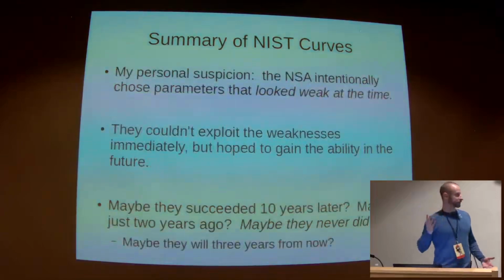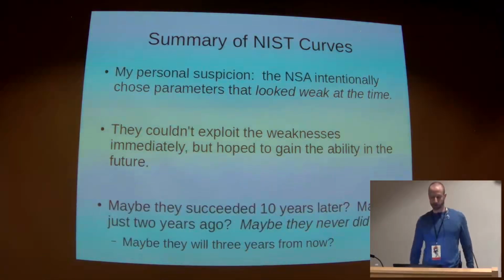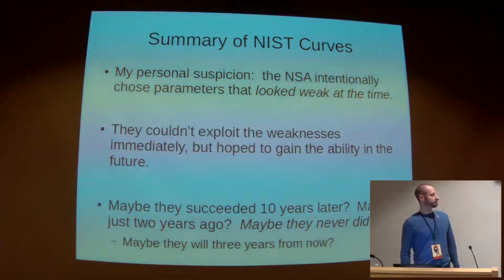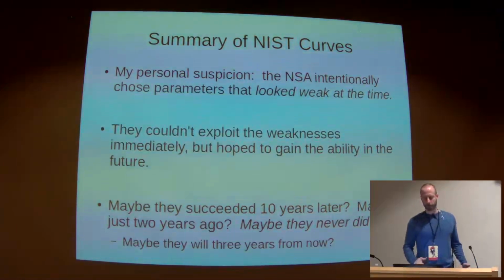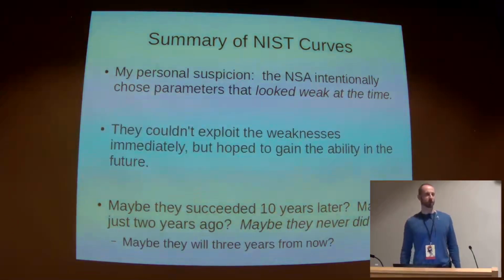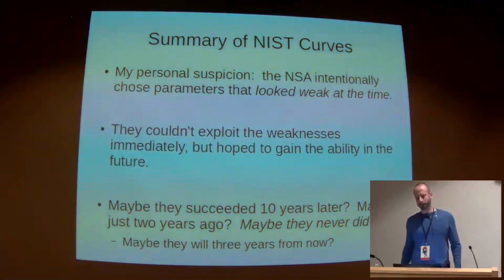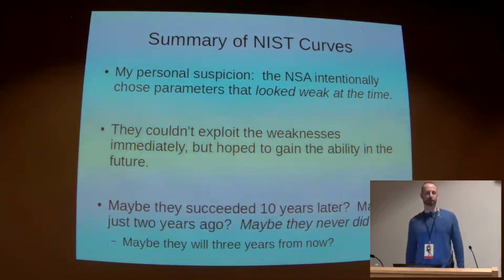So in terms of what my personal suspicions are, I do think that the NSA did iterate through seeds and chose the seeds that created the parameters that looked weak at the time. And I think maybe they looked at them and said, okay, well, we can't exploit them immediately, but they look weak, so maybe we can in the future. Like that thing I said before, where there's smoke, there's fire. It's possible that they had found these sets of curves and said, okay, well, we can't take advantage of them right now, but maybe 10 years from now we can.